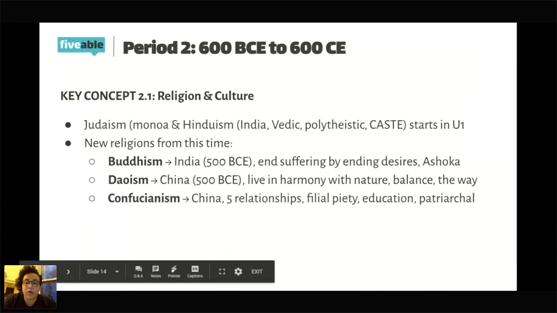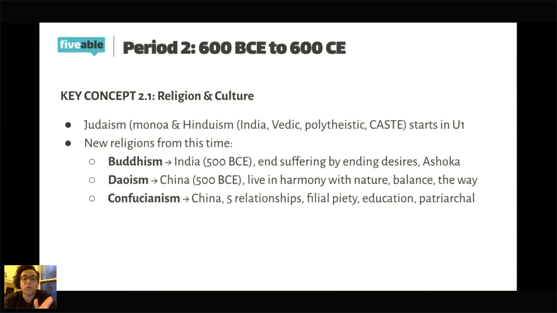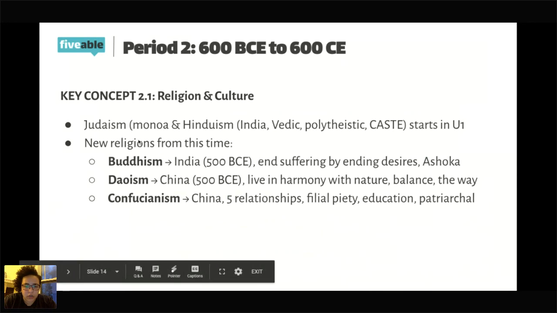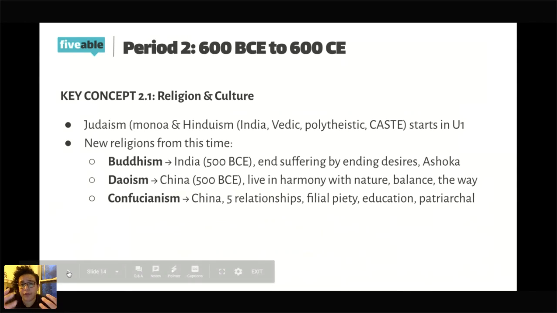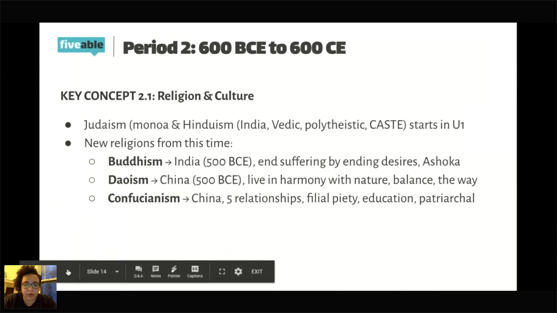Confucianism is more about strict rules around education. There's an emphasis on education. It's an extremely patriarchal society, especially when you think about the 5 relationships, which all have to do with relationships with a man: the father and the son, the brother, the king. All of those are men, so this is very patriarchal. Then you have the idea of filial piety, which is about honoring your ancestors, your family, your elders.